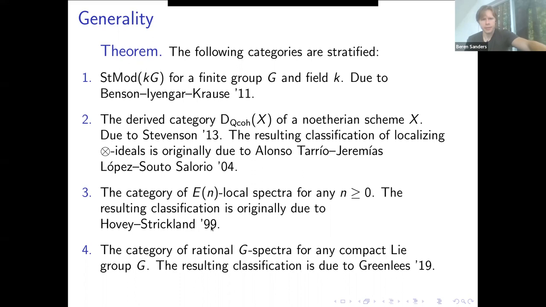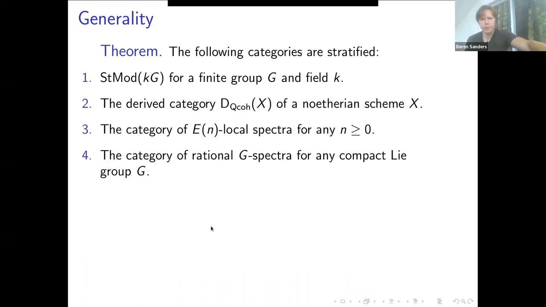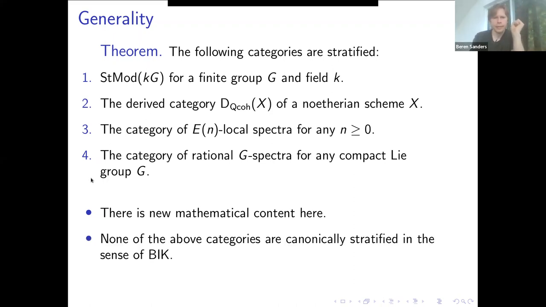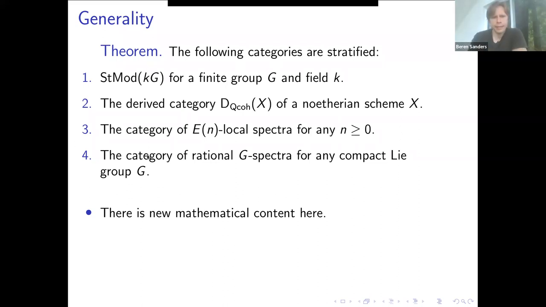So let's just simplify this slide a bit. Okay, so these are our four examples. Now, this theorem is saying that these categories are stratified, and what we mean by stratified is stratified by the Balmer-Favi notion of support. So there is actually new mathematical content in this statement, right? For example, it's telling us that the notion of support that Greenlees uses in the example of rational G-spectra, which is given in terms of geometric isotropy, is giving you the same thing as the Balmer-Favi notion of support in this example.